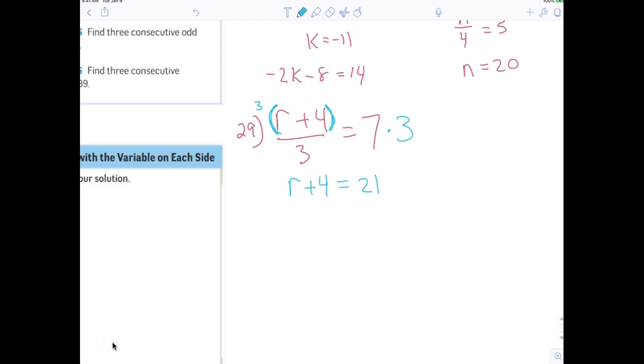Any questions with that? I'm not done yet. Because now what do I have to do? Just finish it up for us. So I subtracted 4, 21 minus 4, that's correct. And R equals 17. Beautiful. R equals 17. Anybody have any issues with that? All right, here we go. Let's do 30 now.